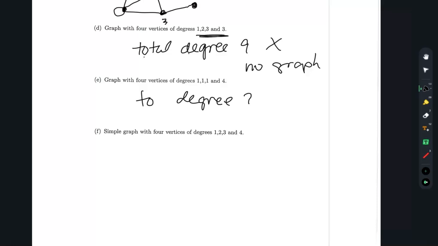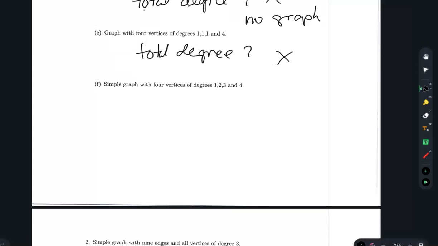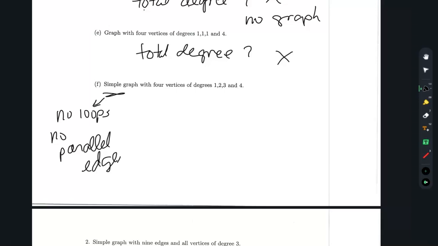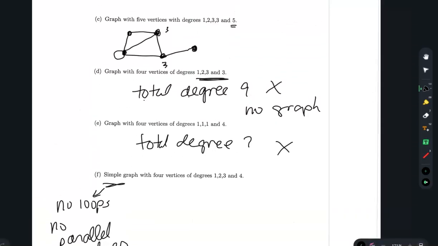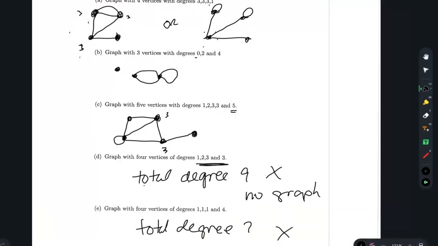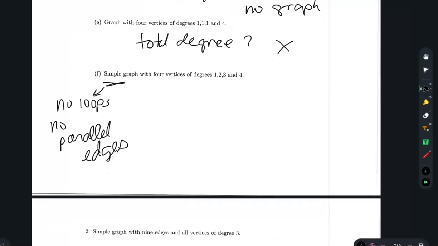The total degree of the whole graph. Set no graph for that one either. So simple graphs, you know that means no loops and no parallel edges, right? If I draw a parallel edge like up here, these are parallel edges, so I can't have that.